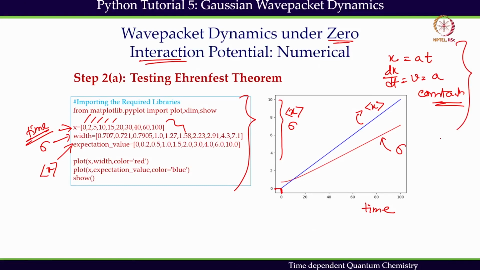Second thing to note here is that sigma, the width spread, is also almost linear with respect to time at a longer time, but at the initial time it is not linear. It is actually non-linear. So how quickly it is spreading is non-linear in the beginning, but at later times it remains almost linear. Linearly it is spreading out. So these two facts have come up from this study.